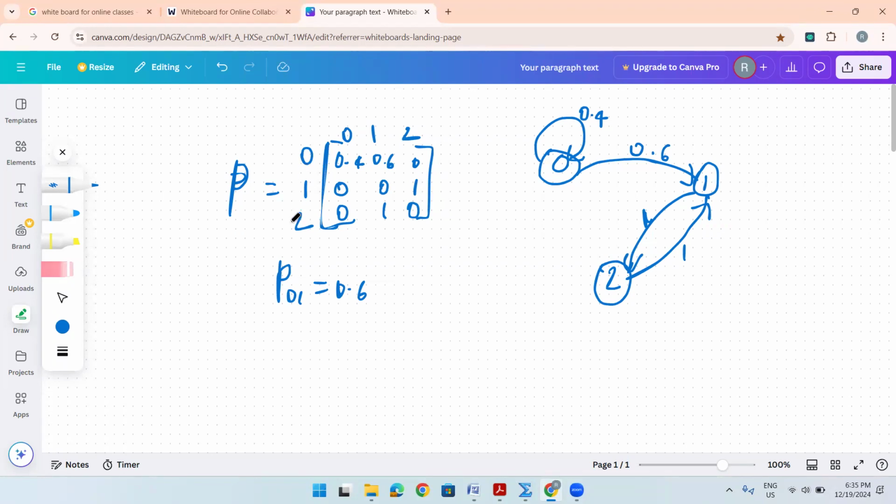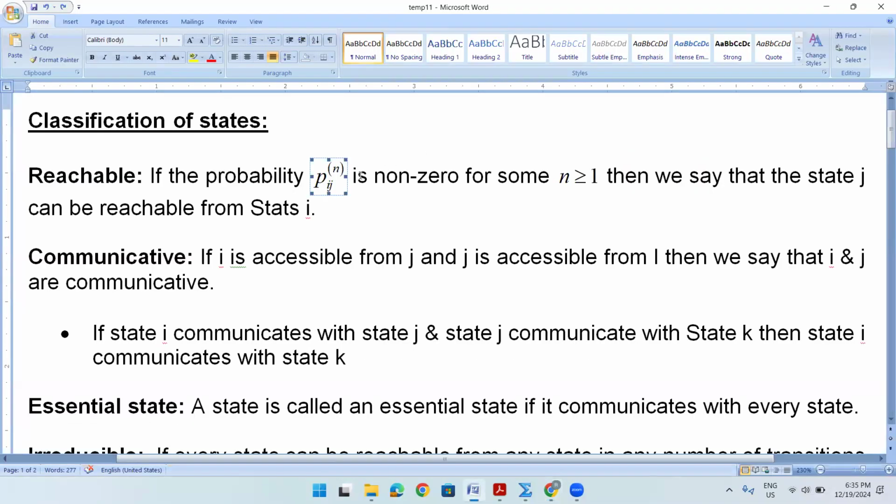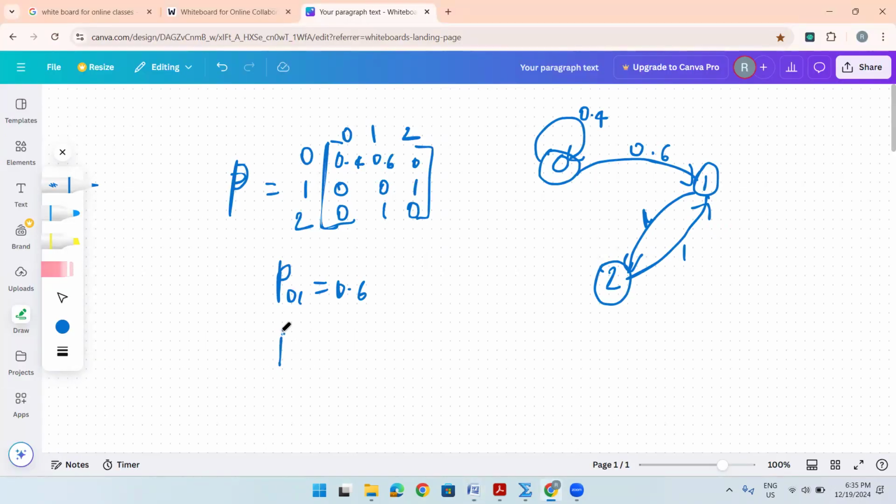Okay. The left side is the present state, and the top is the next state. Pij power n is the n-step transition. So here in this case, P01 power 2, something like this. We cannot go 0 to 2 directly. So how can we go 0 to 2 in two transitions? The first transition is P power 1 itself, where we are able to reach, but 0 to 2 we cannot reach.